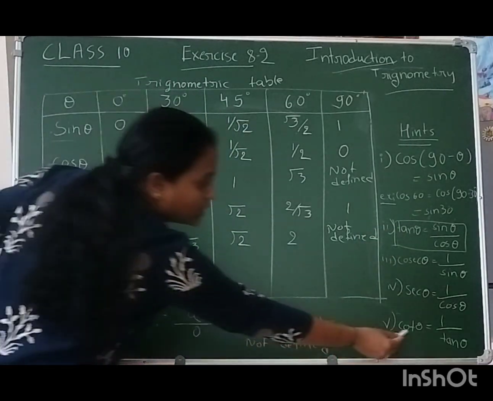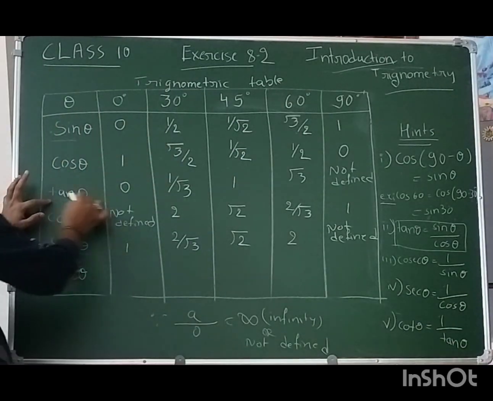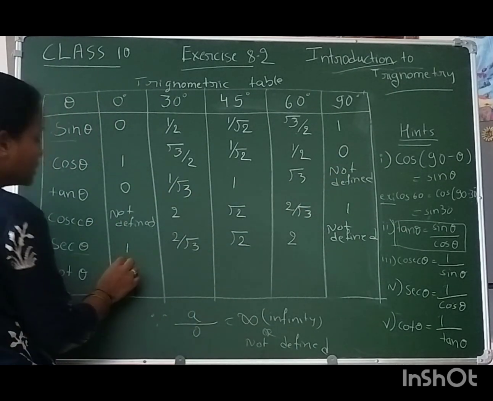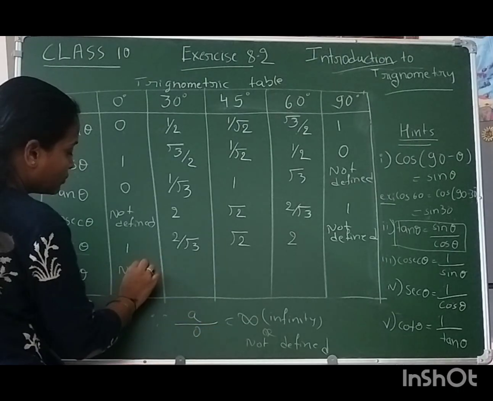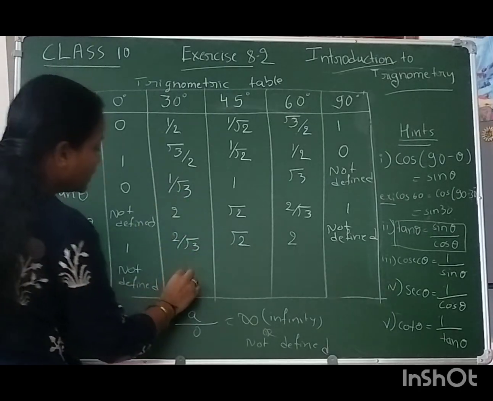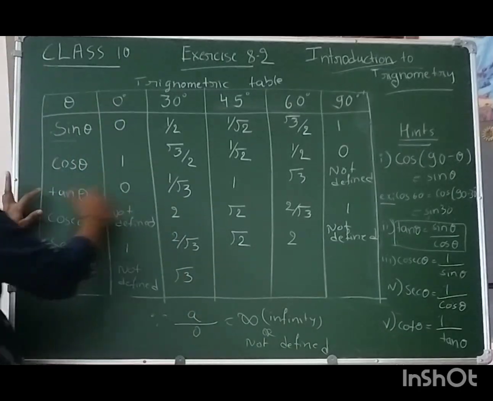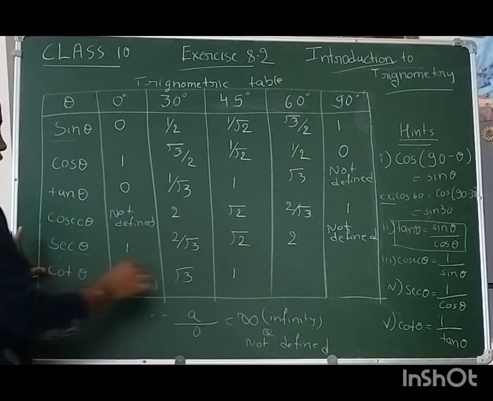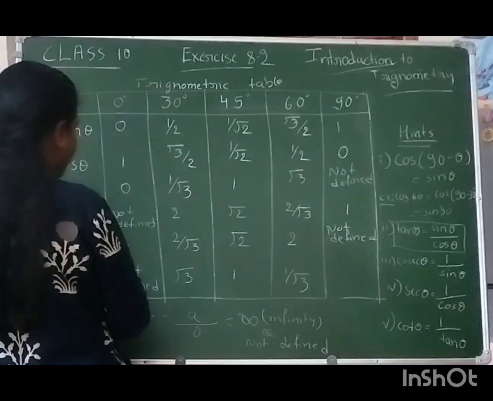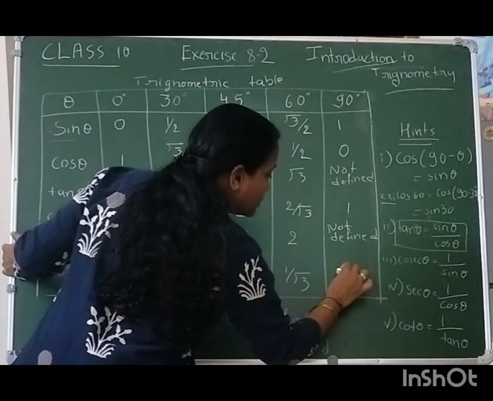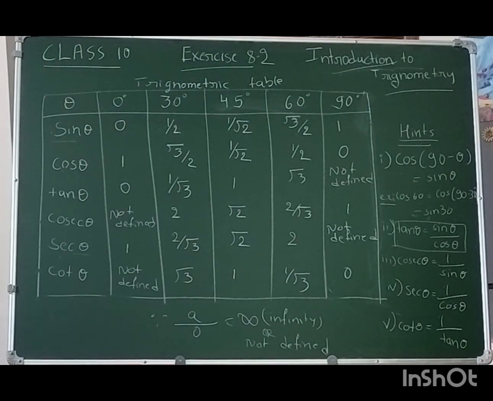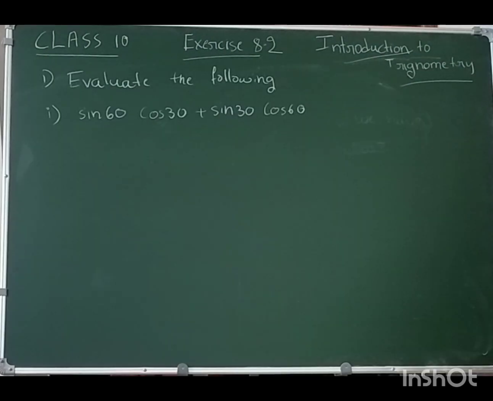So next cot theta, using the fifth relation, cot theta is the inverse of tan theta. Using tan theta values, we'll get the cot theta values. Cot 0 is the inverse of tan 0. Again it is 1 by 0, so it is not defined. And cot 30 is root 3. Cot 45 will become 1 and cot 60 will become 1 by root 3 and cot 90 we'll get as 0. So this is the trigonometric table we'll utilize in exercise 8.2.